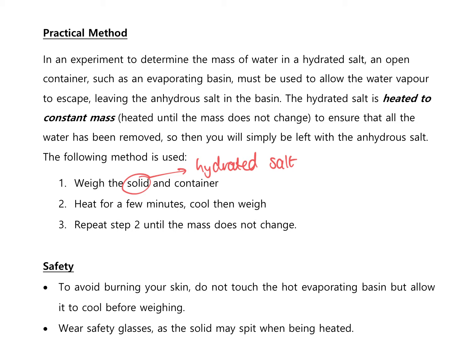We then will heat for a few minutes, cool, and then reweigh, and repeat step 2. So keep heating and reweighing until we get a constant mass, until the mass doesn't change. And at that point, what we'll be left with is the anhydrous salt. So what we want to focus on in this video is how that would look in a calculation. These calculations could be presented to you in your exam, and they would give you values of masses, and you have to interpret that to determine how many waters of crystallization we have.